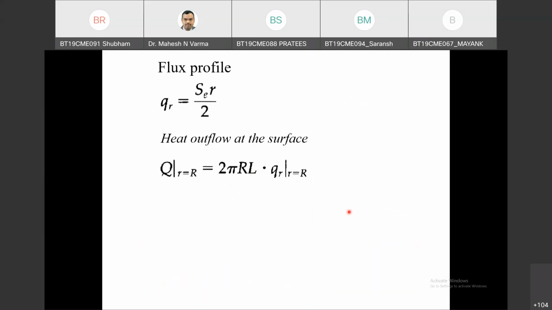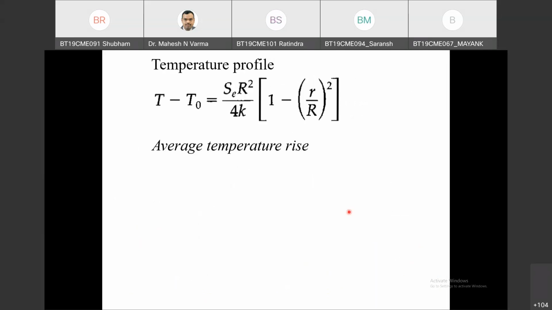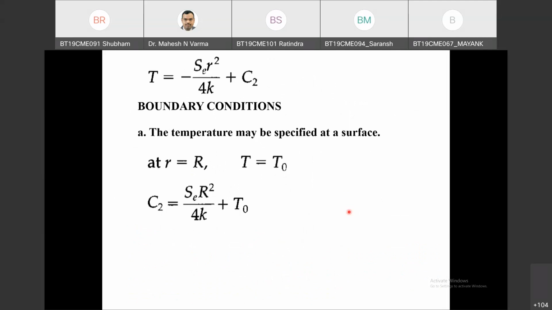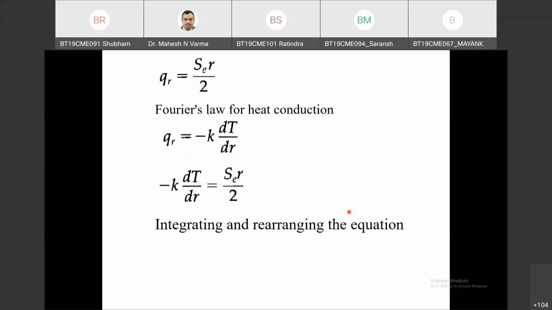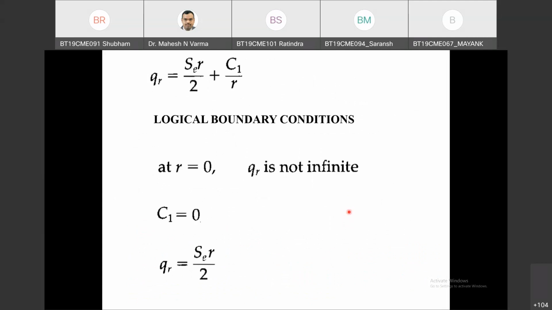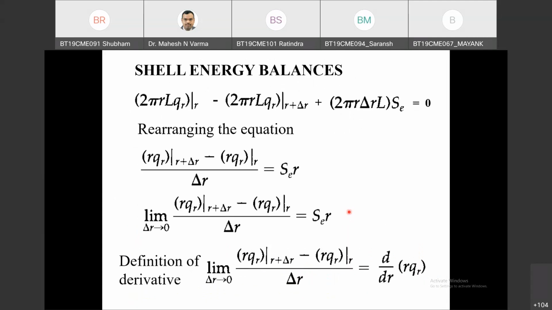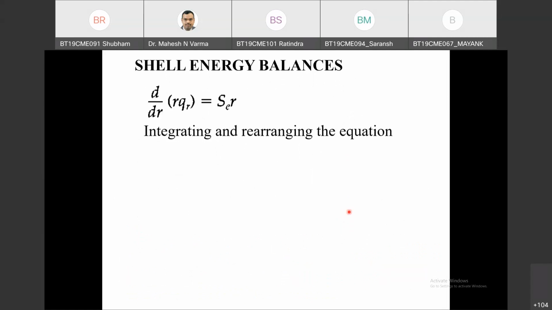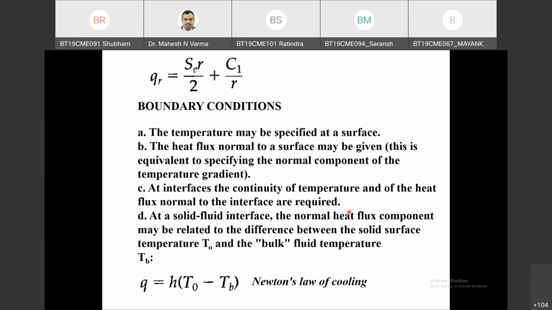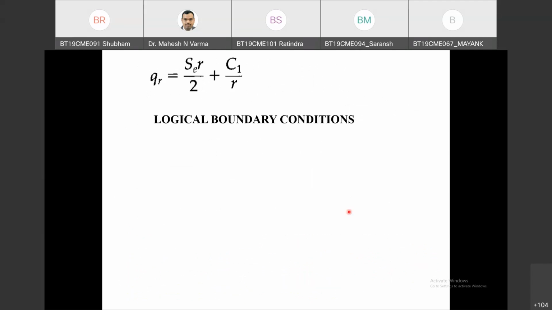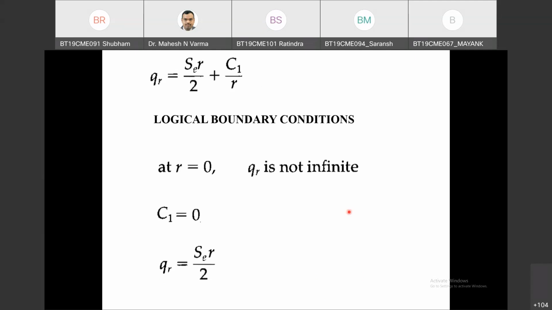Yes, a modified boundary condition. What will be that modified boundary condition? Till this point, everything else will be the same. So you will get this equation, rearrangement is the same. This is also a logical boundary condition you can use to eliminate C1. Flux profile will be exactly similar.